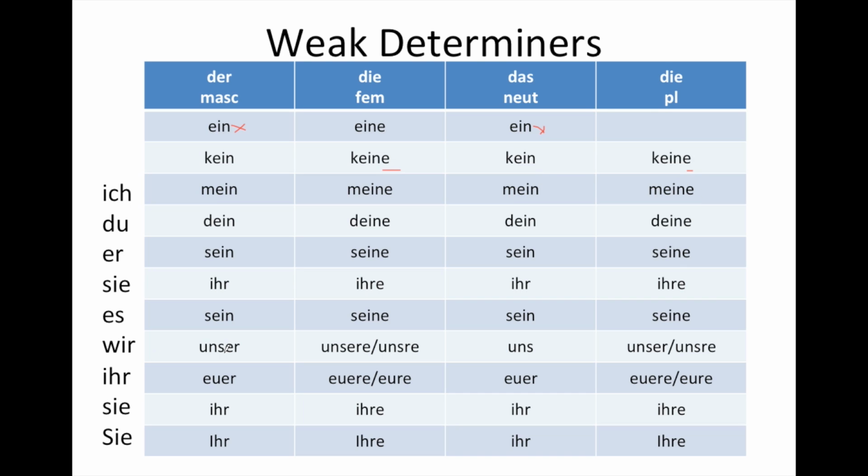For the wir form unser, our, because we have an unstressed e in the last syllable, we can drop that e once we put endings on to shorten the word. So instead of saying unsere, we just drop the e from the stem and it becomes unsre. Same with euer, we can drop this e and make it eure.